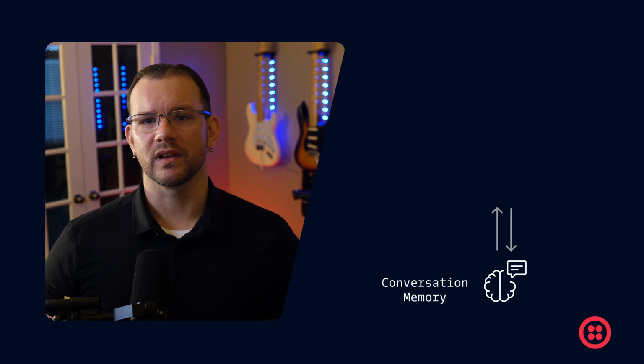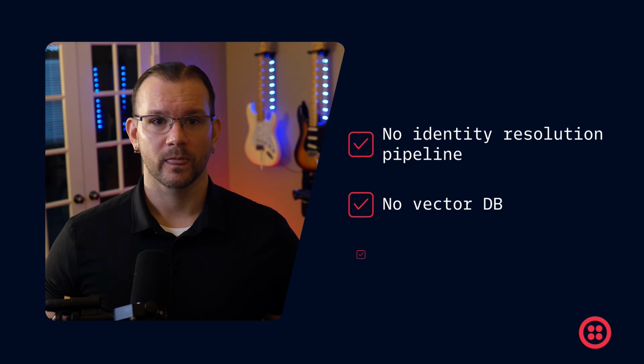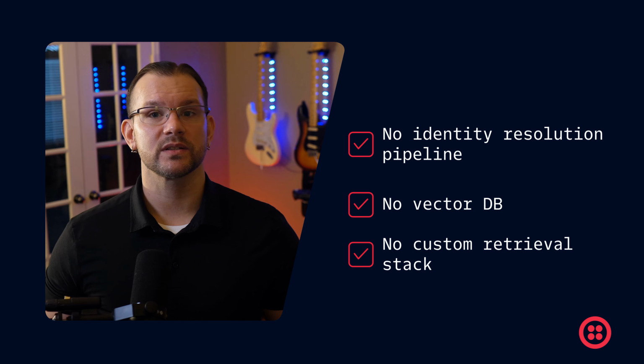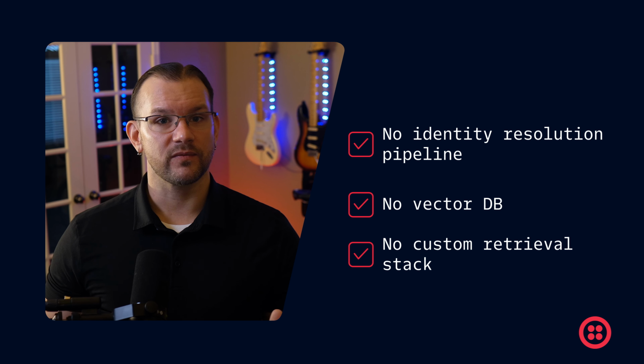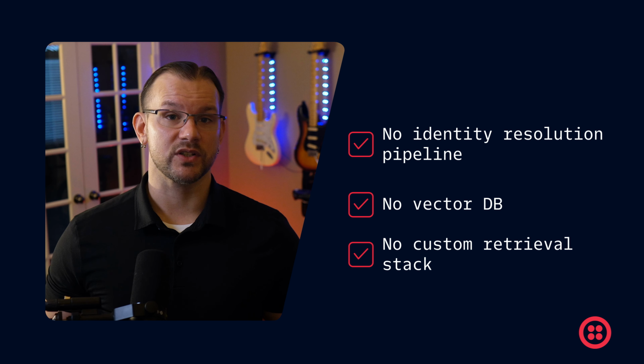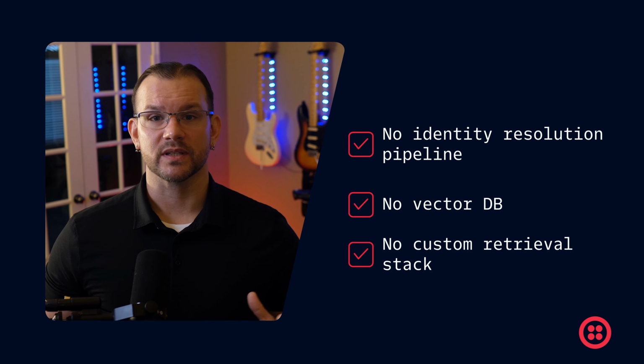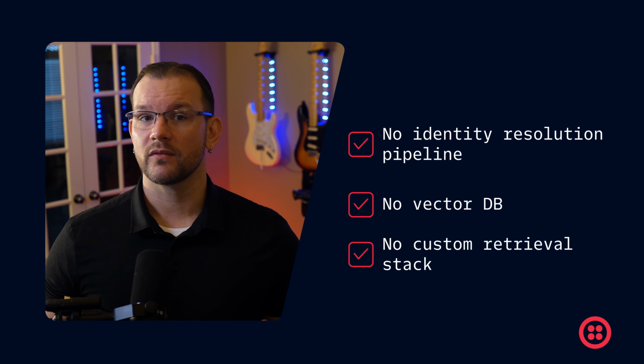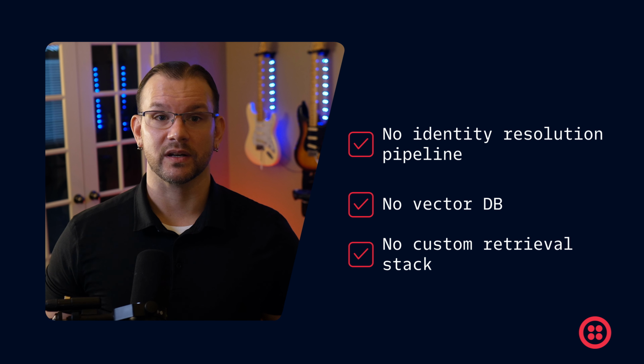This also removes a lot of the infrastructure work for the team. Conversation memory handles identity resolution across channels automatically, linking identifiers like phone numbers, email addresses, and messaging IDs to a single customer profile so that context follows the customer regardless of how they reach out. There's no need to build a separate identity resolution system, stand up and maintain your own vector database, or stitch together a custom retrieval pipeline for every channel. Conversation memory handles all of that as a managed service.